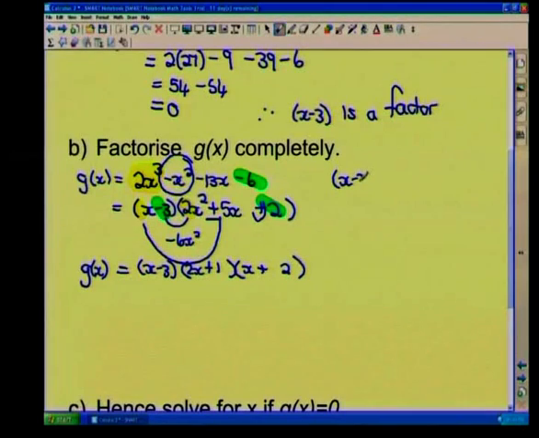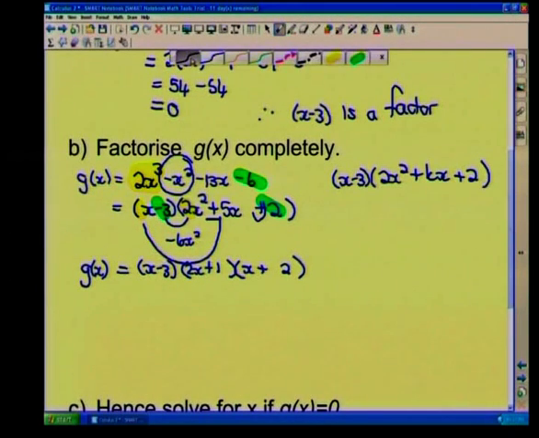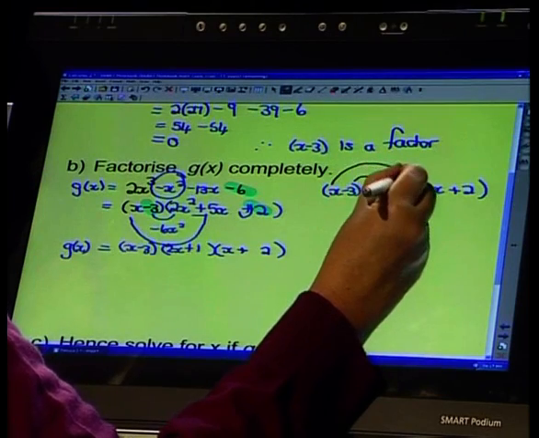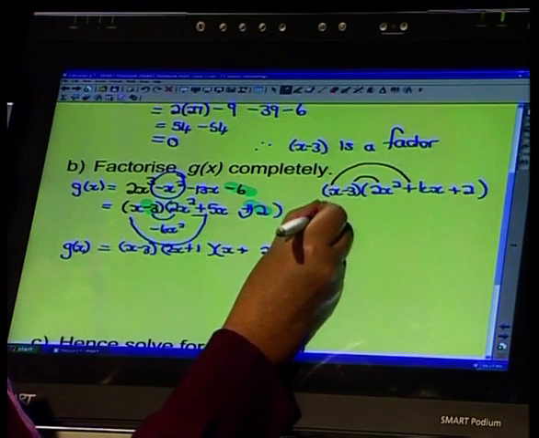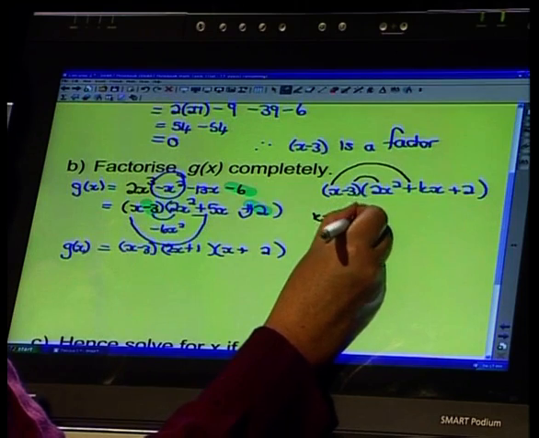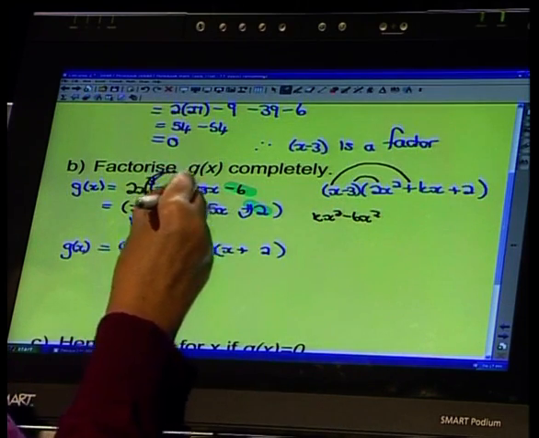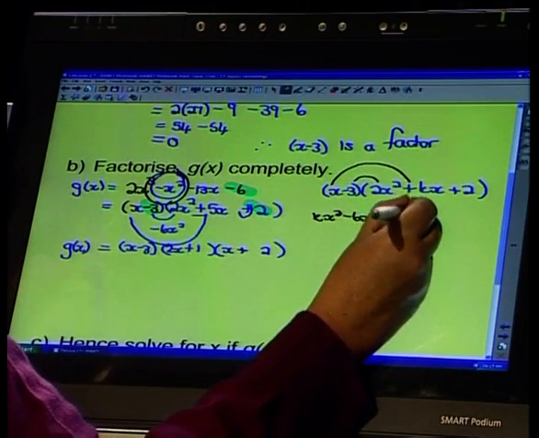We know that x minus 3 is a factor. We can work out this 2x squared very easily, and we can work out this plus 2 very easily, but we don't know what that will be. So what I do is I call it plus kx. Now what I do is I times those and I times those. So I say that's kx squared minus 6x squared, and I know the answer I want is minus x squared.